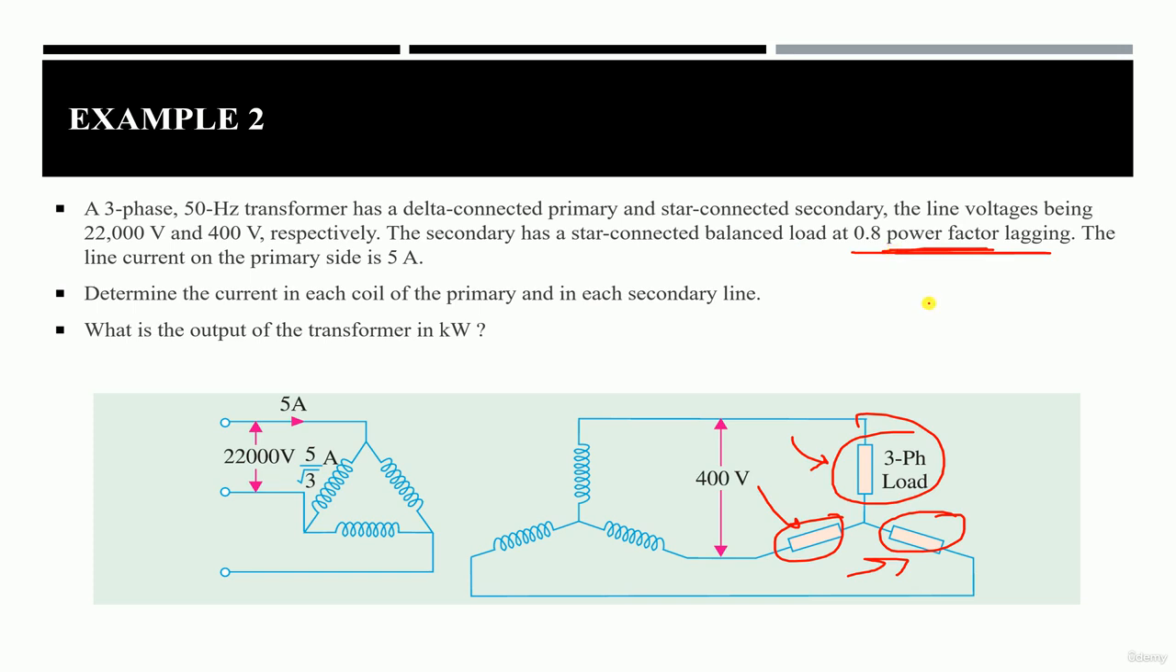The line current on the primary side is 5 ampere. So the line current here of the delta is 5 ampere. So the phase current will be 5 divided by root 3. Okay, find the current in each coil of the primary and the secondary line, and what is the output of the transformer in kilowatt.